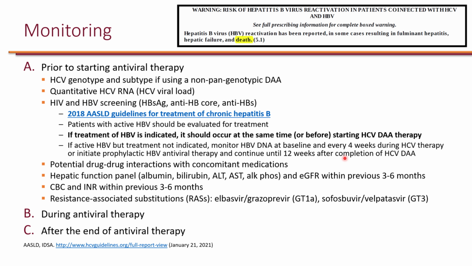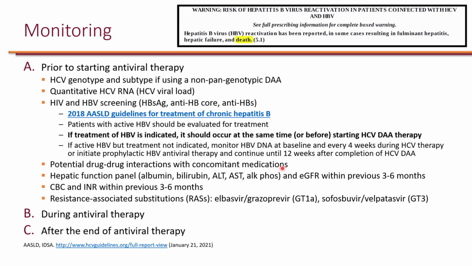And in fact, Hep B treatment, once it's started, should continue at least until 12 weeks after completion of Hep C treatment, just to make sure that this reactivation doesn't occur. Now, other things that we need to monitor before we start Hep C treatment is we need to evaluate patients for drug-drug interactions with medications that they are currently on.